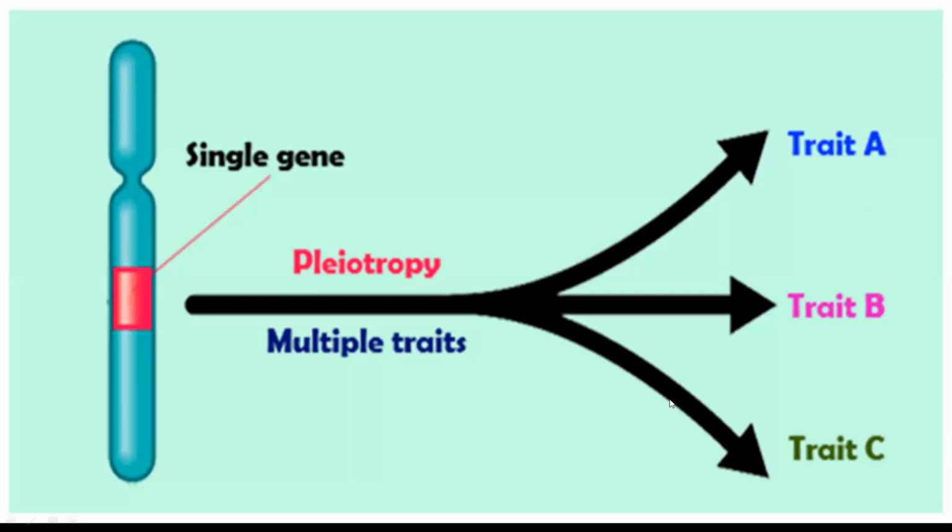So here this is pleiotropy, means one single gene. From this picture you can see one single gene. There are different traits. It controls many traits. So that is called pleiotropy. Okay, write that pleiotropy word and write this: one gene, many.